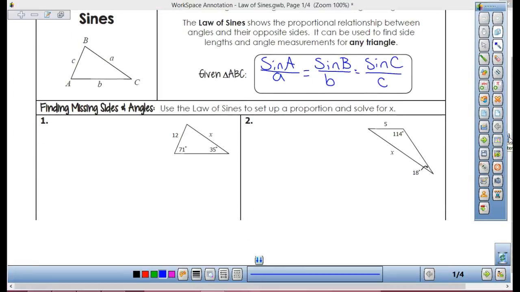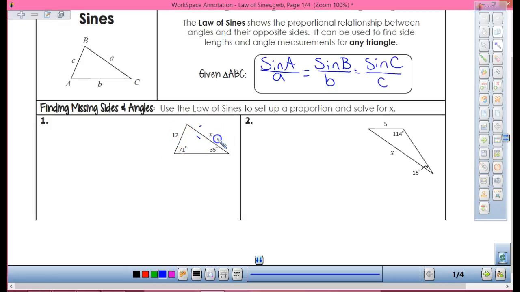So if I'm looking at number one, okay, we have two angles, right? Those two angles that we have, do we have their opposite sides? Do I have the side opposite of 35? And I'm looking for the side opposite of 71, right? All right, so we're going to go sine of the angle. So sine of 35, and either one would work. Sine of 35 over what's the opposite side? 12 equals sine of 71 over what's the opposite side? X.